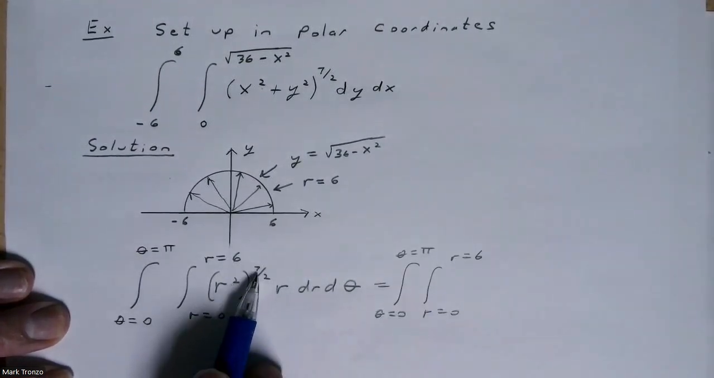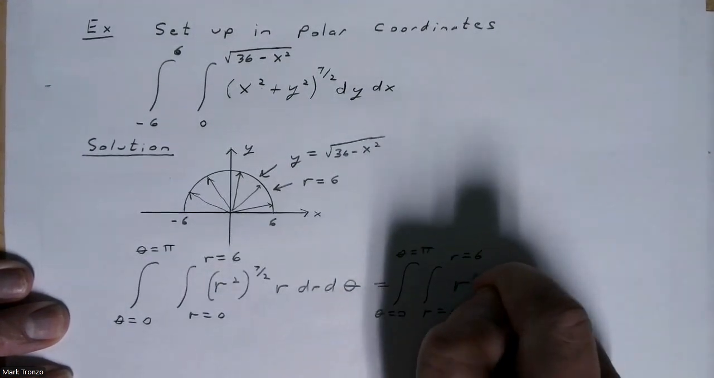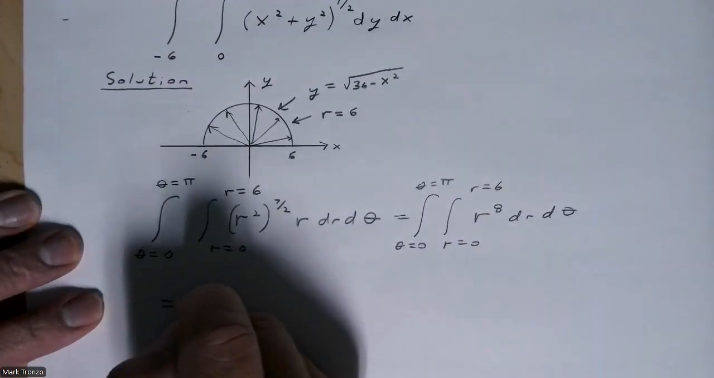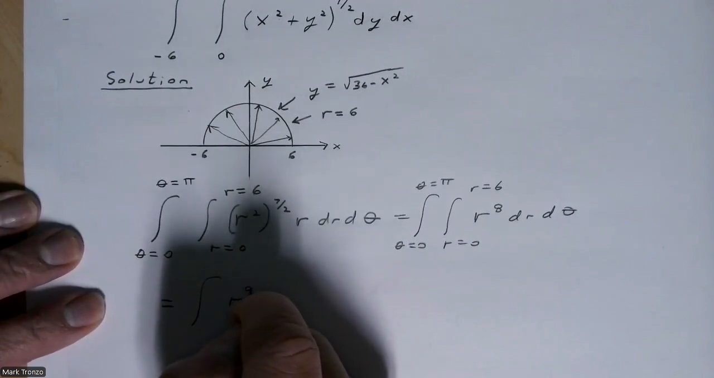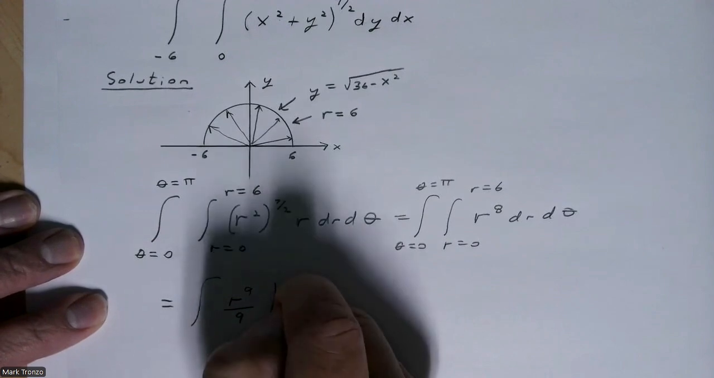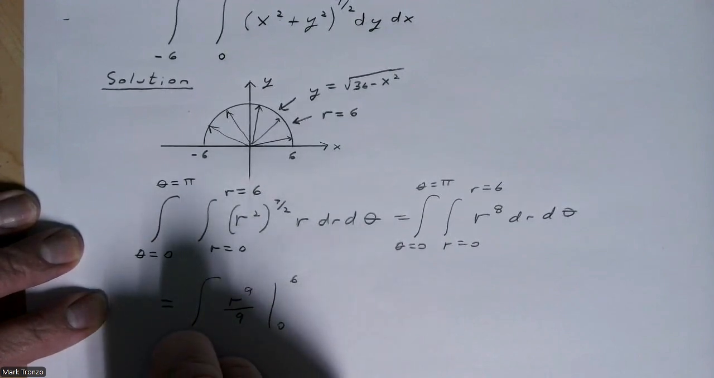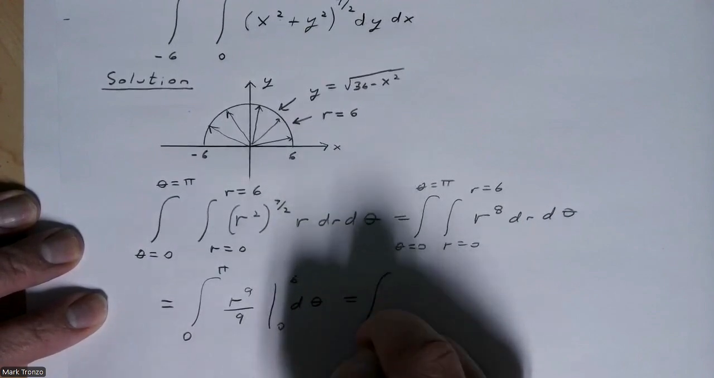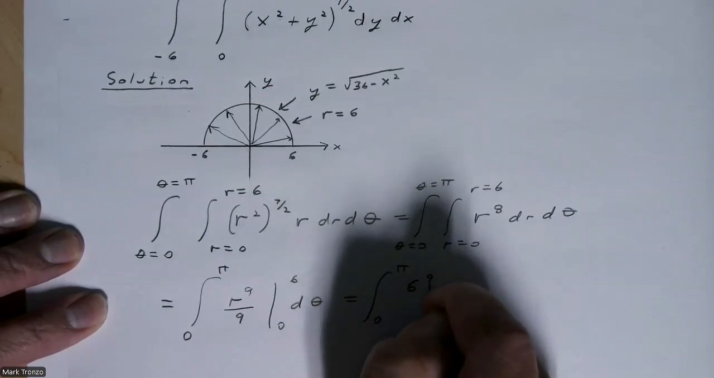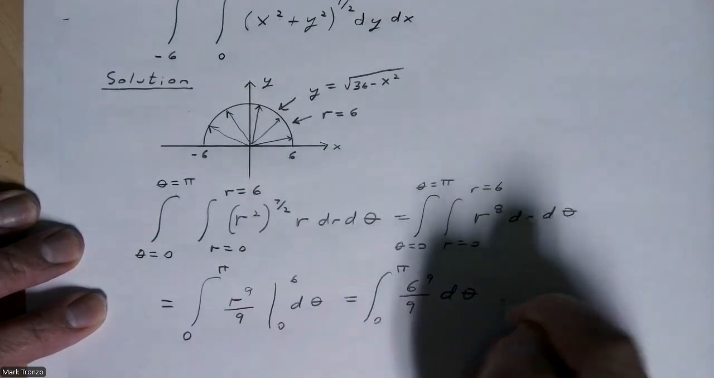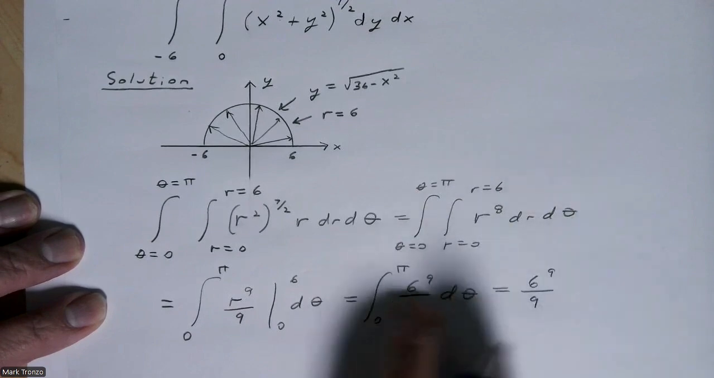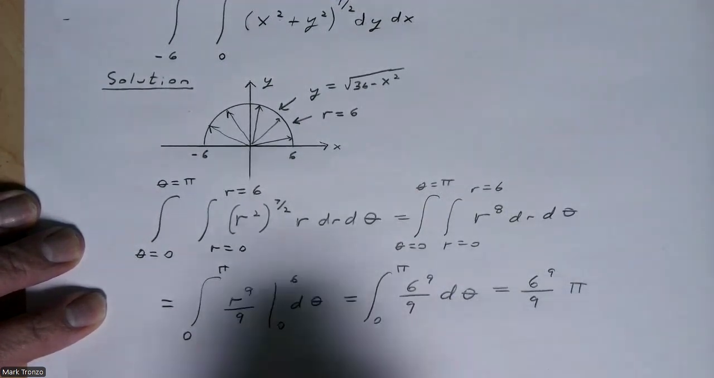And the 2's will cancel, so this is going to be r to the 7th. We multiply these, and then plus 1 r to the 8th. And when we do this, we'll have r to the 9th over 9 from 0 to 6. This will be 6 to the 9th. Integrate again, we'll get theta. Then we put the bounds in. That'll be 6 to the 9th over 9 times pi minus 0, which is pi, like that.